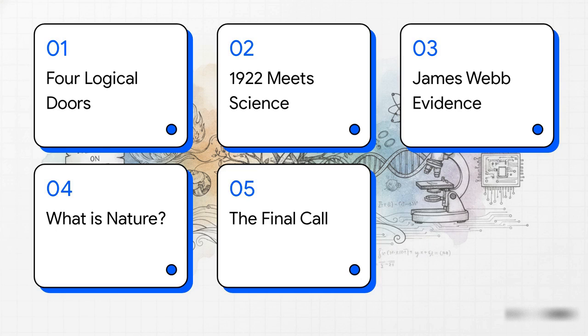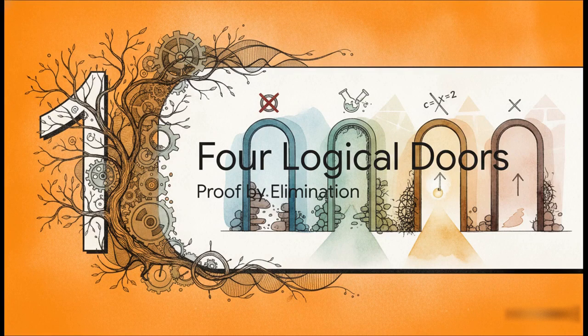So here's our roadmap for our exploration today. We'll start with the four logical doors, move into 1922 meets modern science, then scale up to the James Webb evidence, zoom back in for what is nature, and wrap up with the final call. Okay, Section 1. The four logical doors.